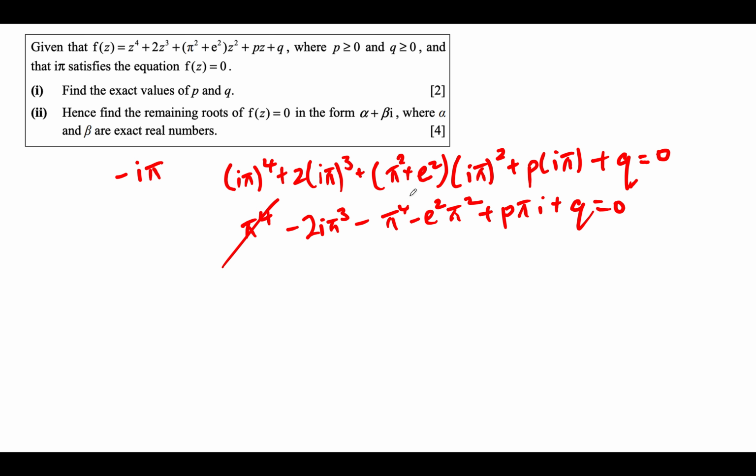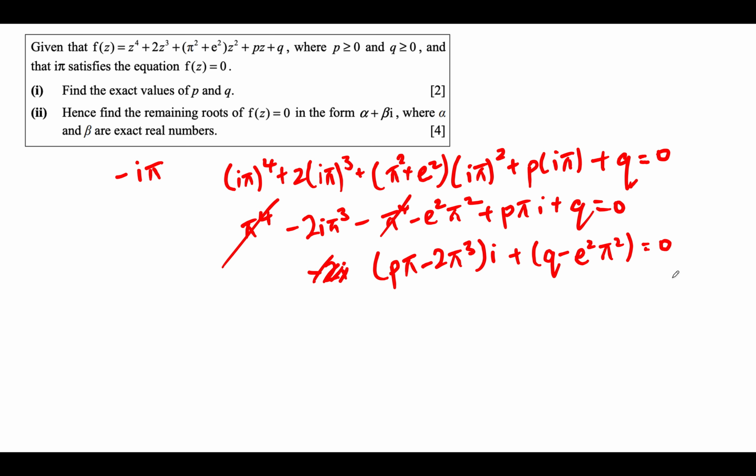Right, and then we can cancel these two out, and then it becomes... we group the imaginary terms together and the real terms together. Right, so since it equals 0, we know that this is 0 and this is 0. So q equals e squared pi squared, and p equals 2 pi squared. Right, so we've been able to find the exact values of p and q.